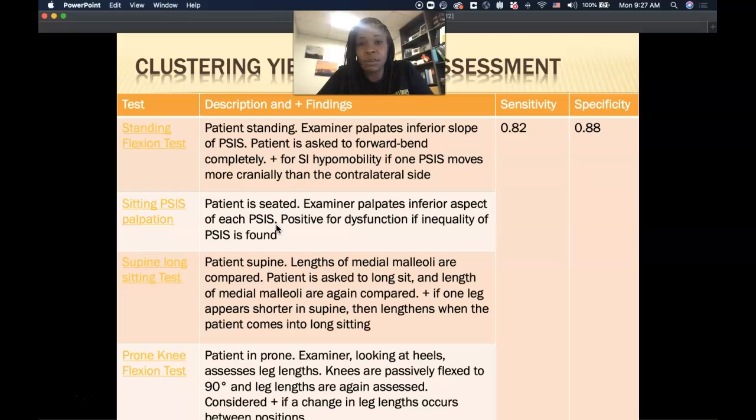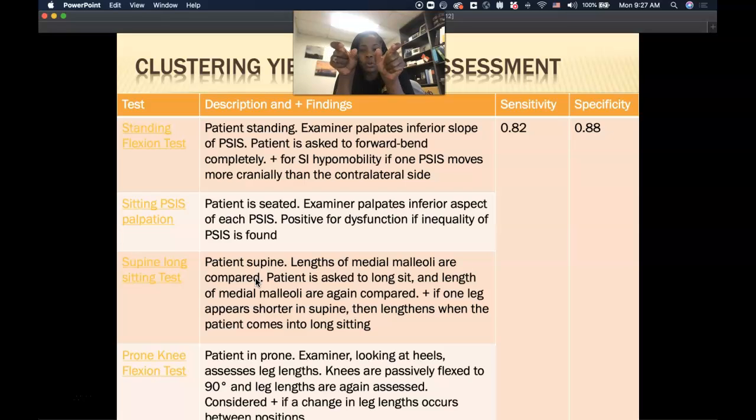So you have the seated, you have the standing flexion test, you have the supine long sitting test. Okay, so in this position, we're going to do it in lab. The patient is supine, so they're lying on their back. The length of the malleoli are compared, okay? So we're going to put our hands on each malleoli and we're going to look, are they at the same level? Is one higher?